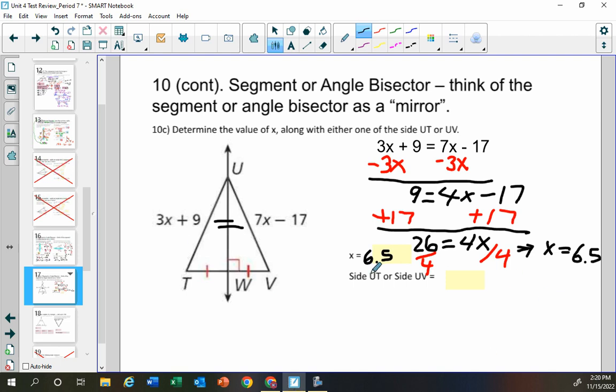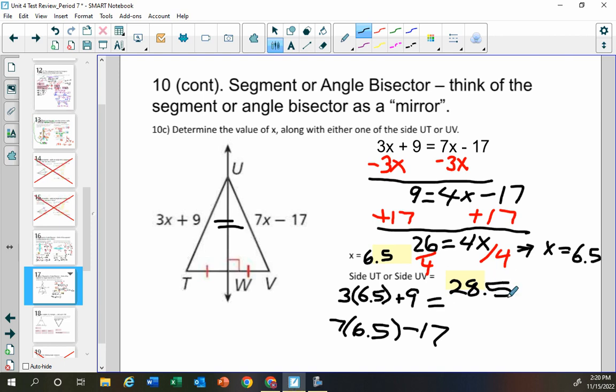And then plug it in. That was 3 times 6.5 plus 9. Or 7 times 6.5. 28.5. You should get 28.5 either way. 28.5 should be correct.